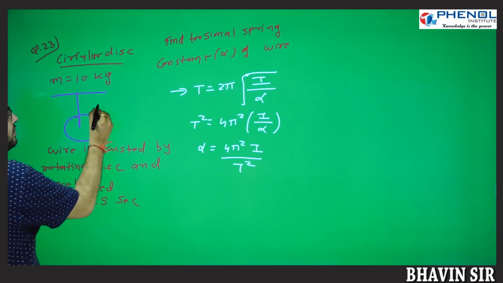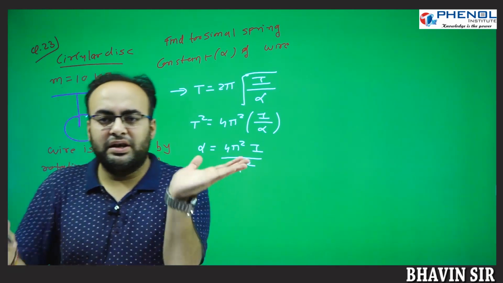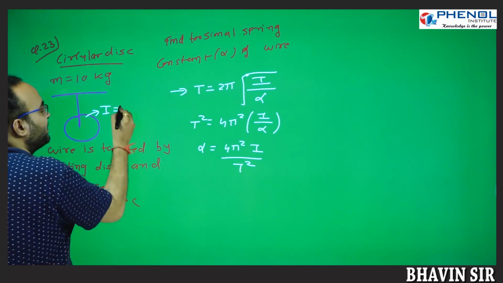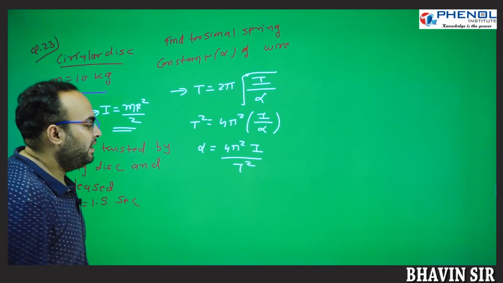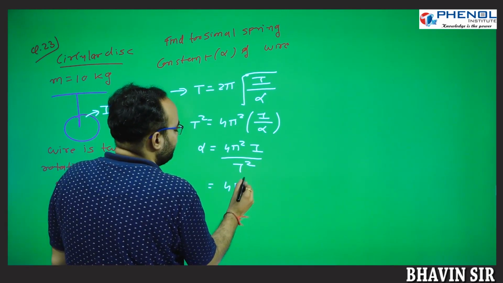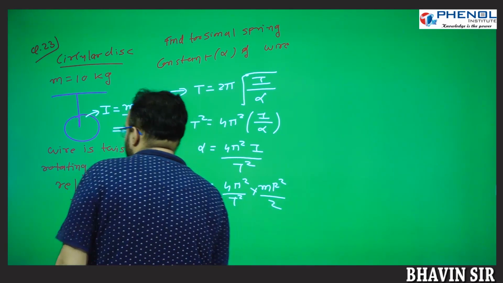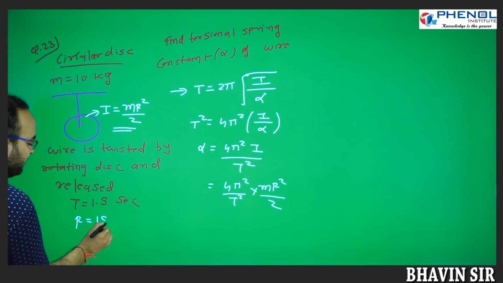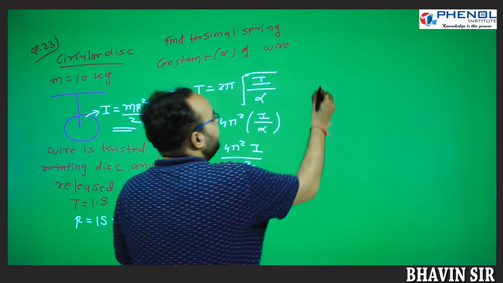Now see, what is the moment of inertia for a disc? The disc is rotating about its center because the wire is connected to the center. So for a disc, what is the moment of inertia about its center? mr square by 2. Right, and students, the radius of the disc is 15 centimeter, that is given. Chalo, so now place all the values.